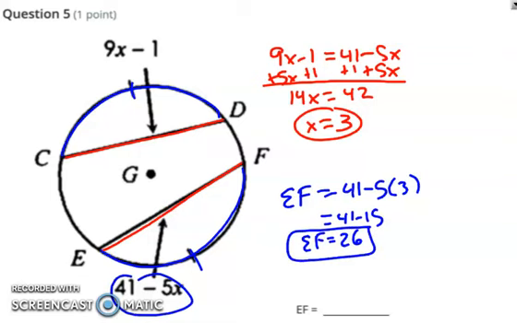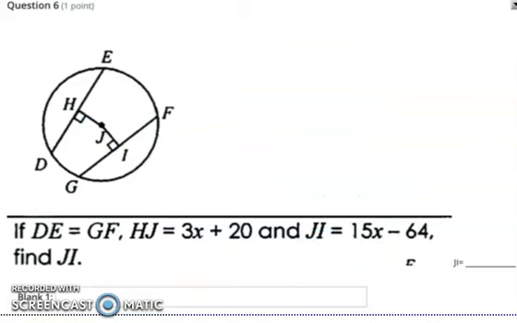Next, we have number 6. We know that DE is equal to GF, so that means these red pieces are equal. If the red pieces are equal, then these green pieces have to be equal. So HJ is 3x plus 20. JI is 15x minus 64. Those have to equal each other. We can set them equal, then we can solve and find JI. So I can do 3x plus 20 equal to 15x minus 64.